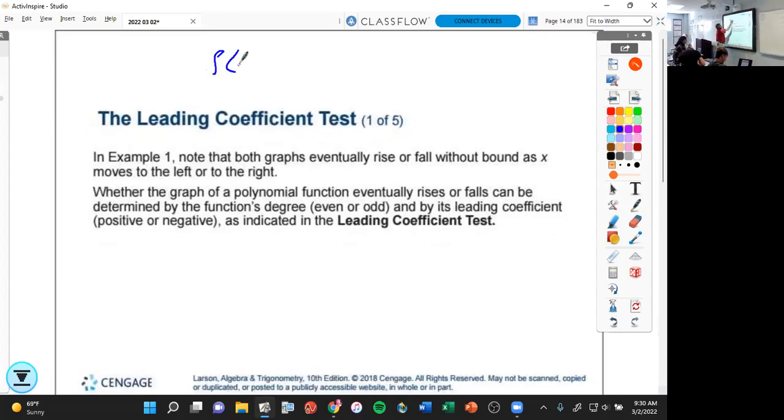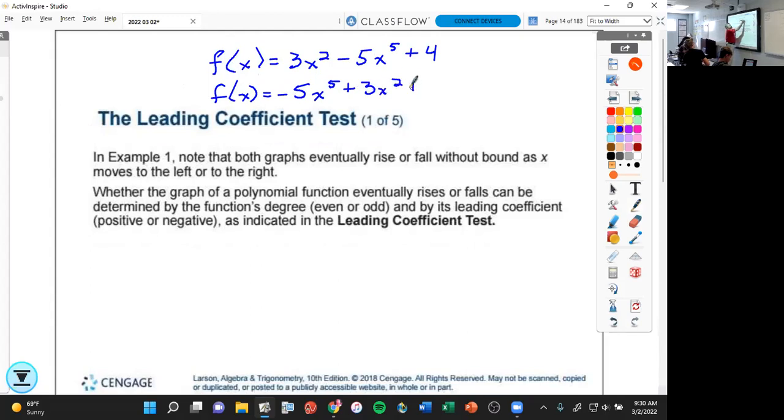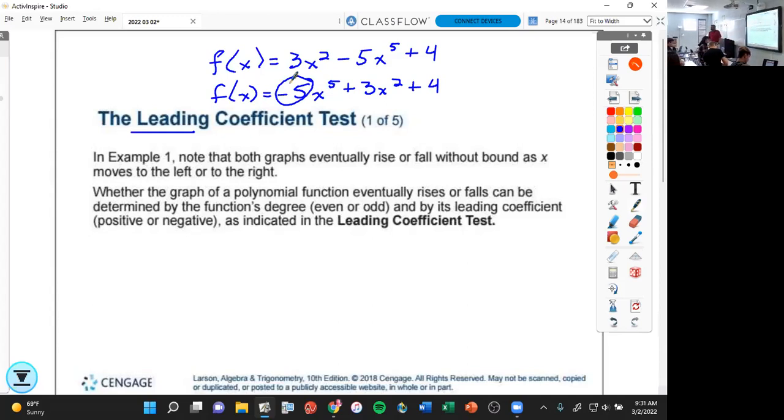So if I had f of x equals 3x squared minus 5x to the 5th plus 4, what's the leading coefficient? The leading coefficient is -5. But that's not written how it should be, is it? I would want to rewrite this in general form. Now my exponents are in descending order, and it's obvious the leading term is this one. So the leading coefficient for this one is -5.